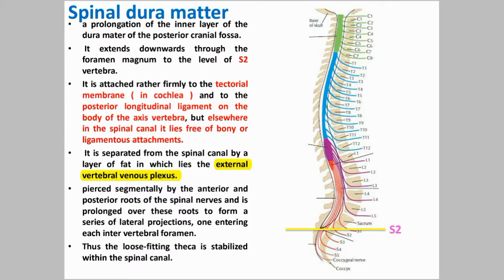So how is the dura mater stabilized in the spinal canal? Mainly by the attachments. We say attachments to the tectorial membrane, attachment to the posterior longitudinal ligament, and by the lateral projections of the dura mater with the spinal roots.